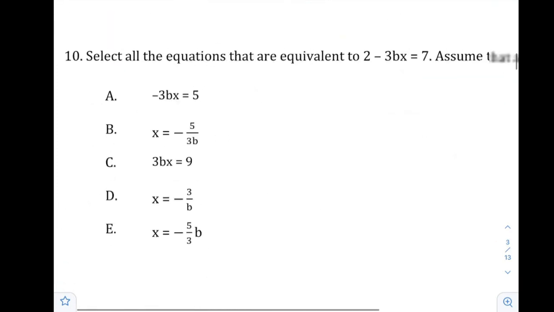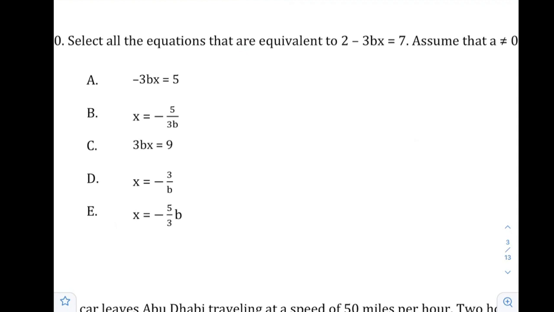Select all the equations that are equivalent to 2 minus 3bx equals 7. Assume that b does not equal 0. Now, as you see here, sometimes it's solved for x, sometimes they are isolating 3bx only. So we will do it step by step and check which one is matching with one of the solutions given.